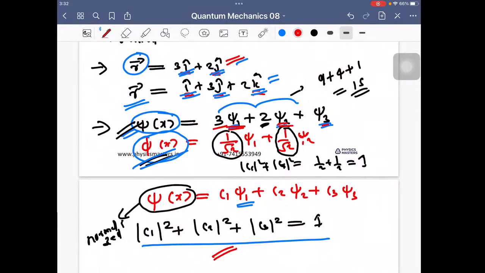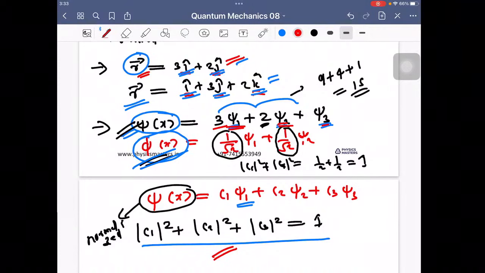And just like in the 3D space, the base vectors i cap, j cap, k cap are orthogonal to each other, in the Hilbert space, psi 1, psi 2, psi 3 are orthogonal to each other. And just like i cap is a normalized vector, j cap is a normalized vector, k cap is a normalized vector, in the Hilbert space, these base functions psi 1, psi 2, psi 3 are normalized functions. Okay, and we can write any function in the Hilbert space as the linear combination of these base functions, just like we can write any vector in the Euclidean space as the linear combination of i cap, j cap, k cap. Okay, so the Hilbert space part is over.